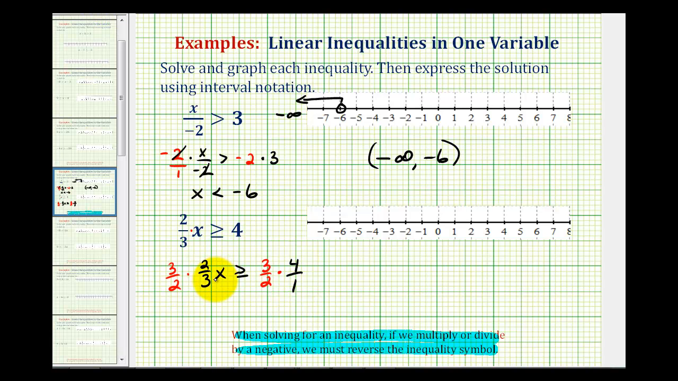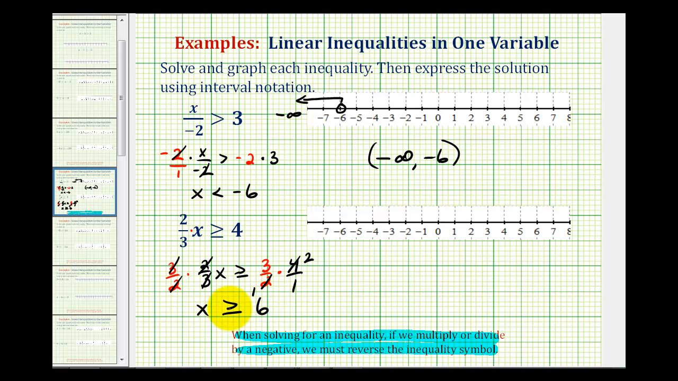And here's the reason why we multiplied by the reciprocal. Here we have a 3 over 3 and a 2 over 2. So the left side simplifies to just x. The inequality symbol stays the same. And then on the right side we have 3/2 times 4. Well, 2 and 4 share a common factor of 2. There's 1, 2, and 2, and 2 2's in 4. So here we have 6 over 1, or just 6. So we have x is greater than or equal to +6.